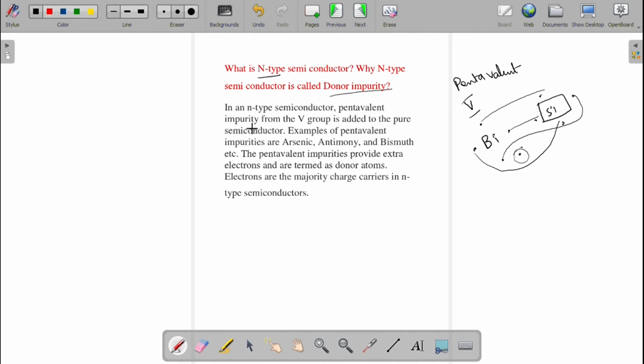So now you read this in an n-type semiconductor. A pentavalent impurity from the 5th group is added to the pure semiconductor. So n-type semiconductors are formed like this. And what are the pentavalent impurities? Arsenic, antimony, bismuth, etc. The pentavalent impurity provides extra electrons, and that's why it is called a donor atom. And who are the majority charge carriers in this case? Electrons are the majority charge carriers. So now you can differentiate very clearly between n-type and p-type semiconductors.